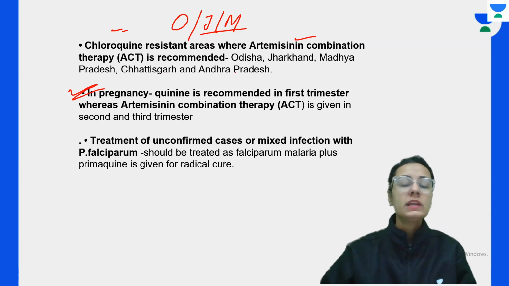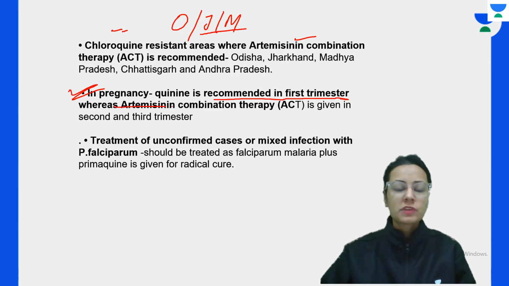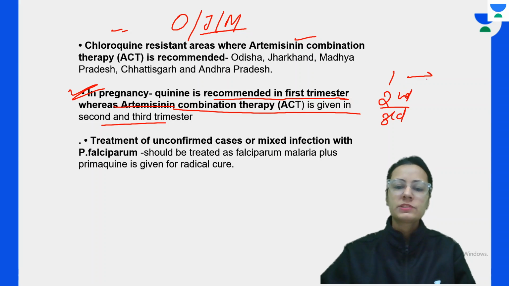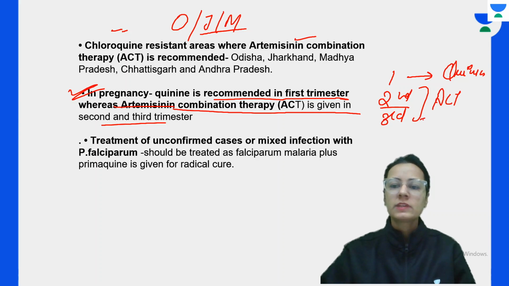In pregnancy, quinine is recommended in the first trimester, whereas ACT is given in the second trimester. So, in the first trimester we give quinine, and in the second and third trimester we give the ACT.